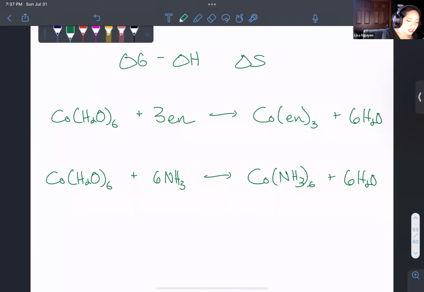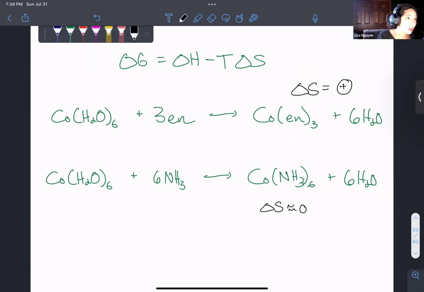Remember, delta G equals delta H minus T delta S. If we look at this reaction, we have 7 things on the reactant side and 7 things on the product side. So delta S is going to be around 0; the number of particles isn't really changing. But if we look at the chelated version, we're going from 4 things to 7 things. So delta S is going to be quite a big positive number.